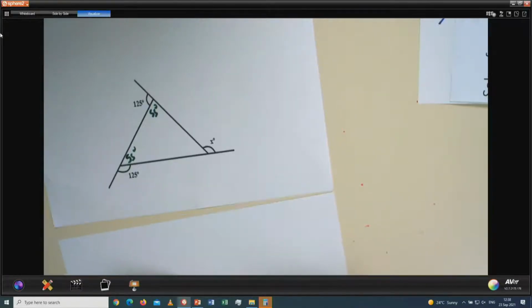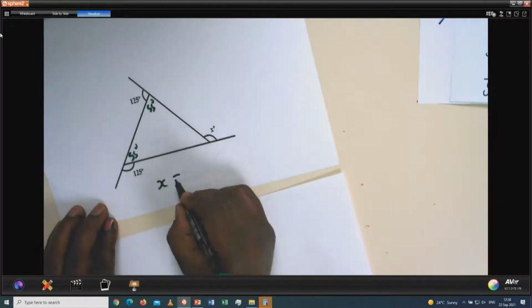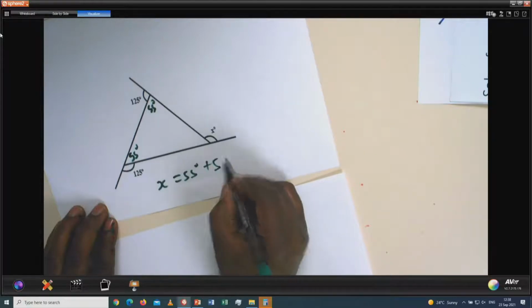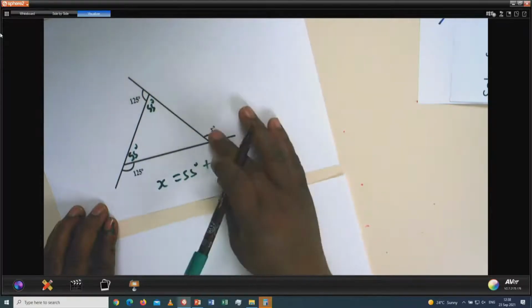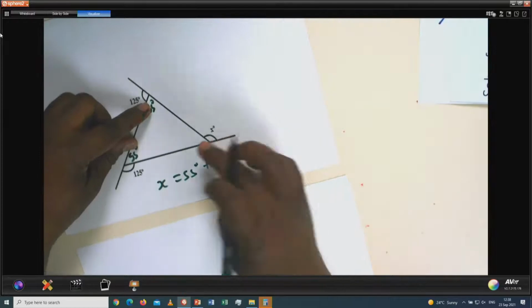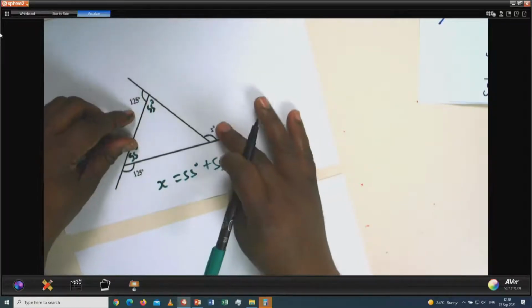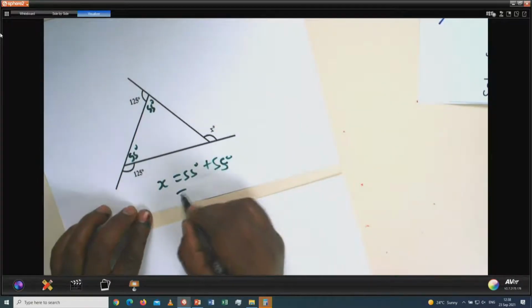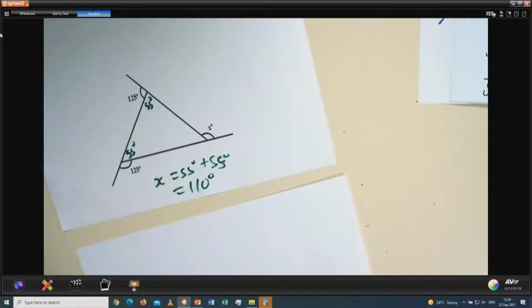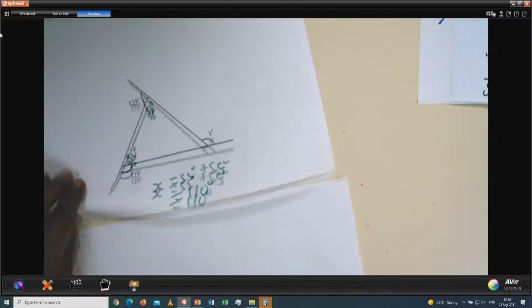Then from there, what happens? Exterior angle is equal to two interior opposite. Exterior angle equals two interior opposite, not the adjacent. Therefore, your X is 110 degrees. The language, the properties of straight lines, properties of a triangle. That's what is important. Very, very important.